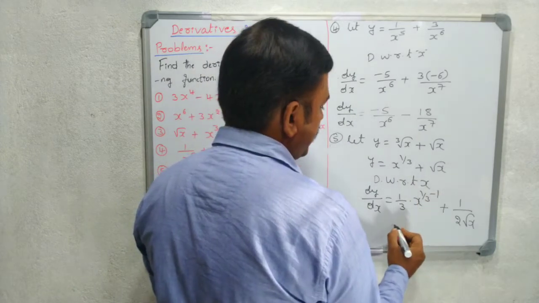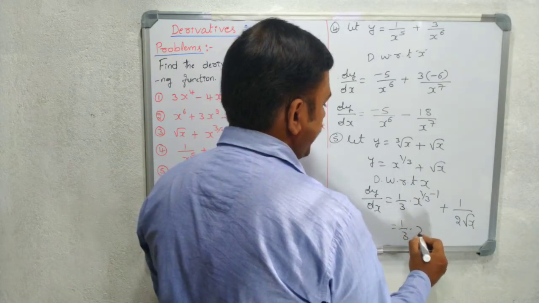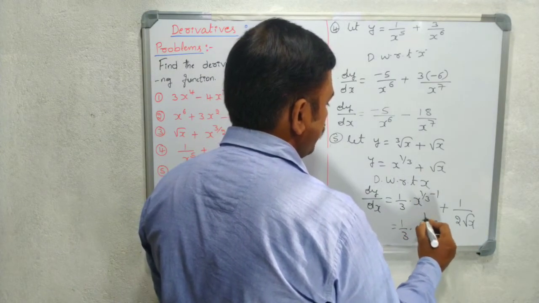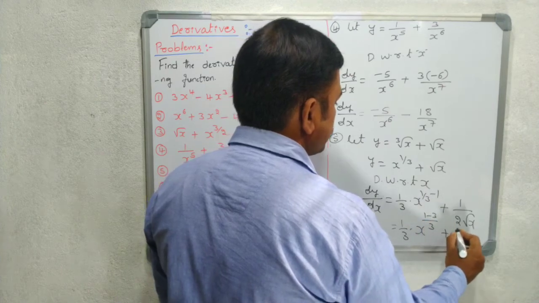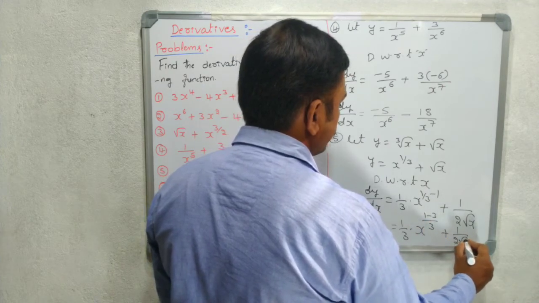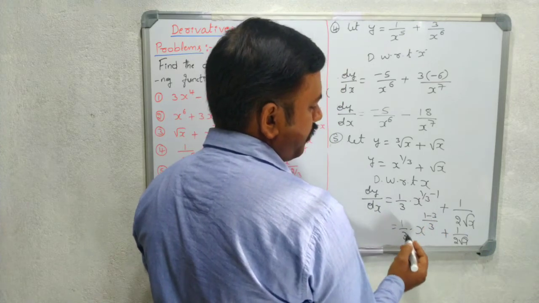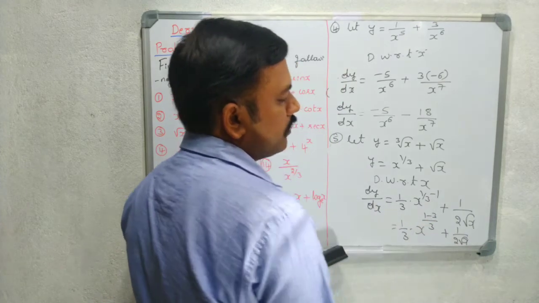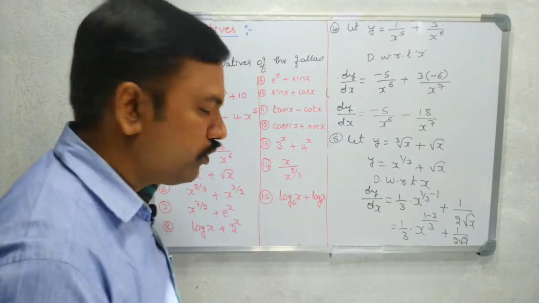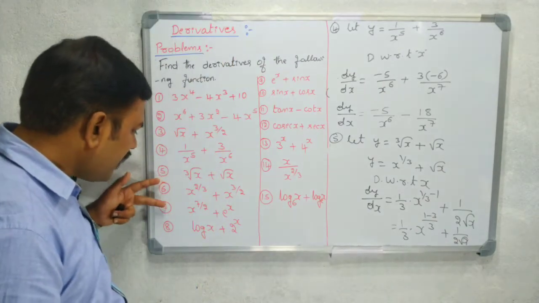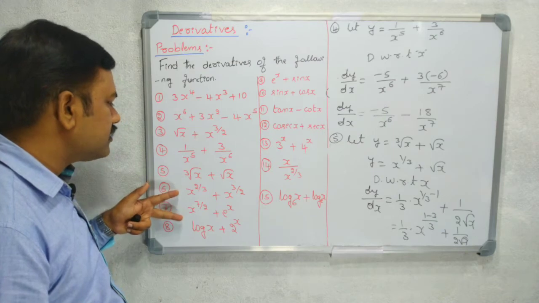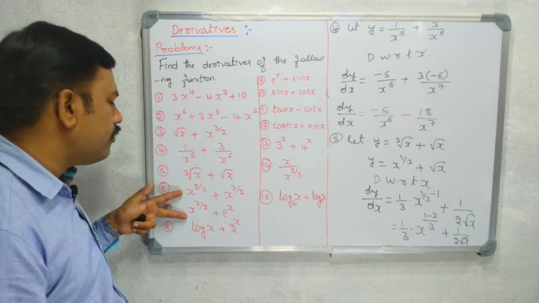So take LCM. 1 by 3 into x to the power of, 3 is the LCM, 1 minus 3, plus 1 divided by 2 root x. The answer is x to the power of minus 2 by 3. 1 by 3 into x to the power of minus 2 by 3 plus 1 divided by 2 root x. Next, take these two problems as homework. Observe here, the 6th one and 7th one problems are homework.